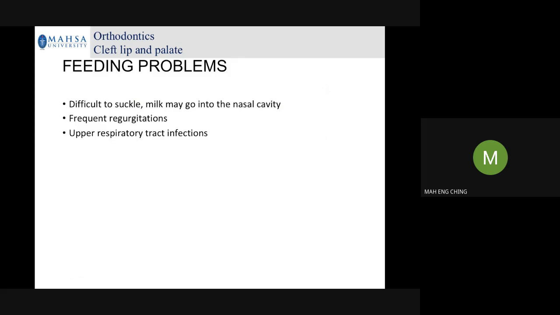So this one is very dangerous because it can burn the throat or create ulcers or so many problems. Then upper respiratory tract infections: if they cannot swallow very well, sometimes the food or whatever dirt can go into the respiratory tract. Again, it causes infection, and sometimes pneumonia.